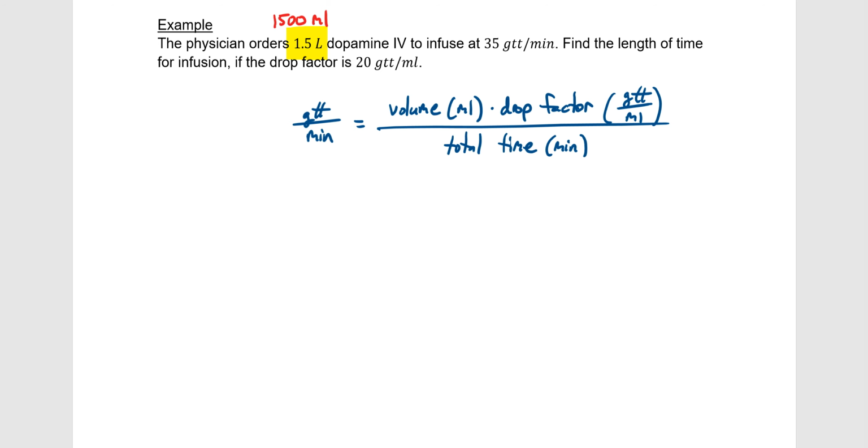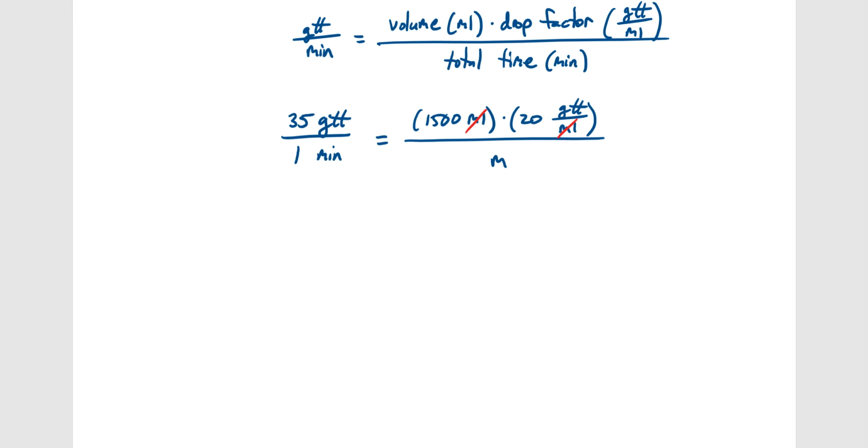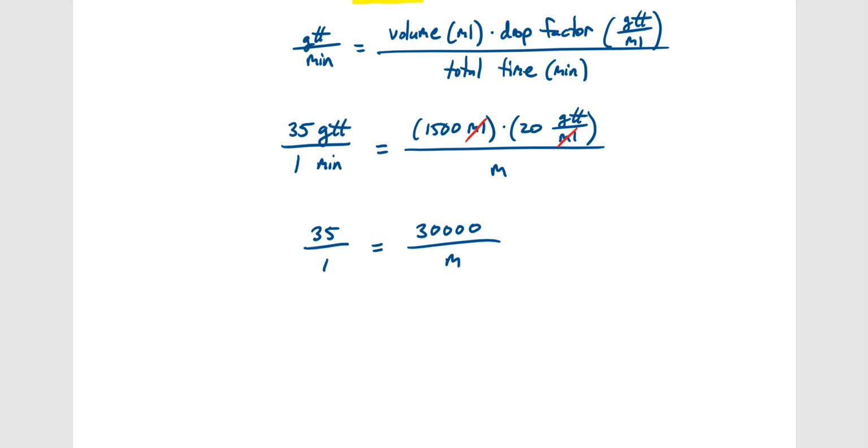So there's our volume, and then we have the infusion rate of 35 drops per minute, and we have the drop factor of 20 drops per milliliter. Okay, so we're going to plug in these three values. We converted what we had to convert. Okay, on the left for the infusion rate, we have 35 drops for every 1 minute. On the right, we have the numerator that we can multiply where the milliliters will cancel. And then in the denominator, we have m for total time, which is what we're looking for. So let me just multiply 1,500 times 20. And we get 30,000, so I just drop the units. So 35 over 1 equals 30,000 over m.